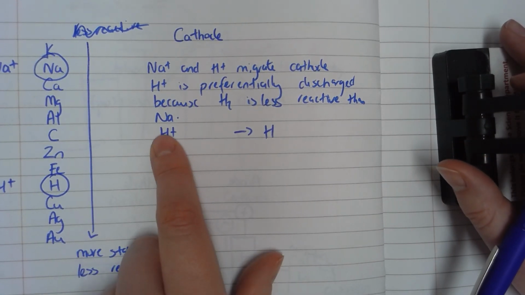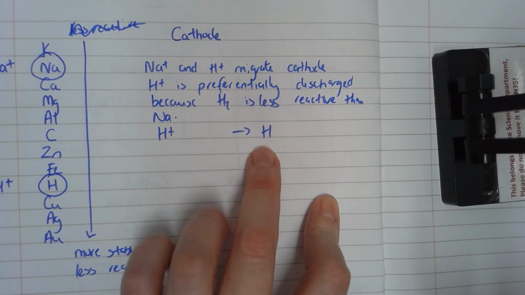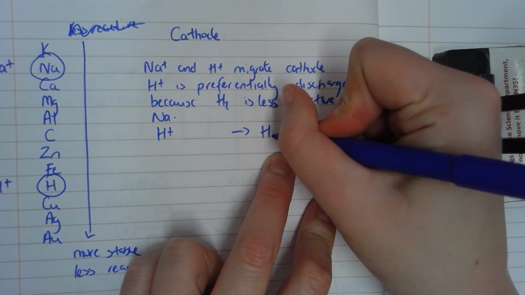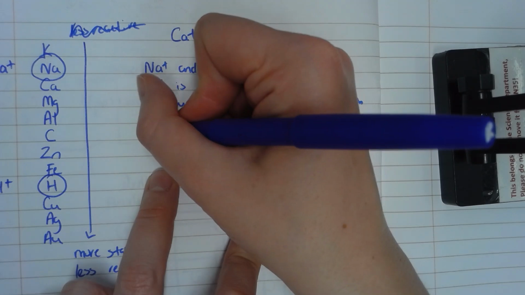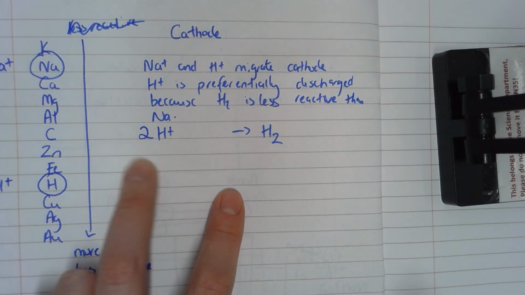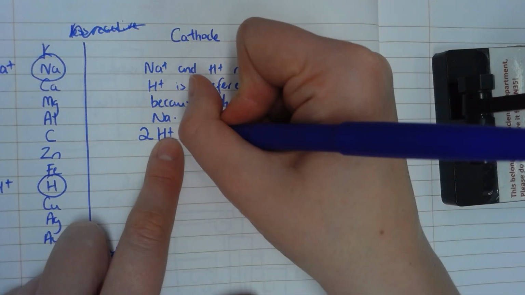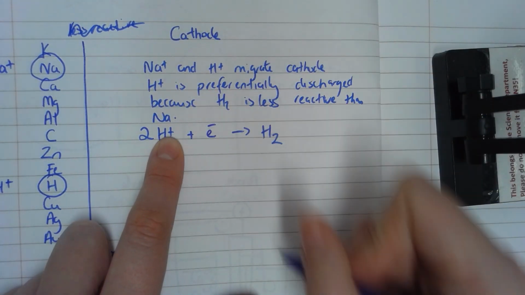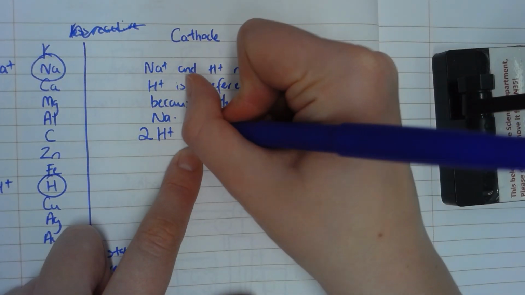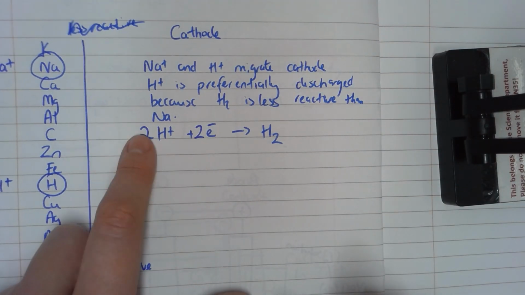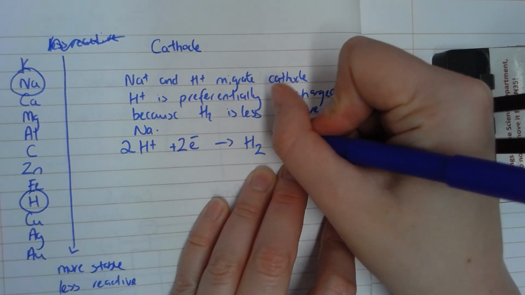Now when I turn hydrogen back into an element, hydrogen is diatomic, so I'm not going to turn it into a hydrogen atom, I'm going to turn it into H2. If I'm turning it into H2, I am going to need to discharge 2 hydrogen ions at the same time. It's got a positive charge, which means it's lost an electron, so I'm going to give it an electron back. But because I've got 2H+, I'm going to need to supply 2 electrons in total. They both take an electron back, then they pair up to form hydrogen.